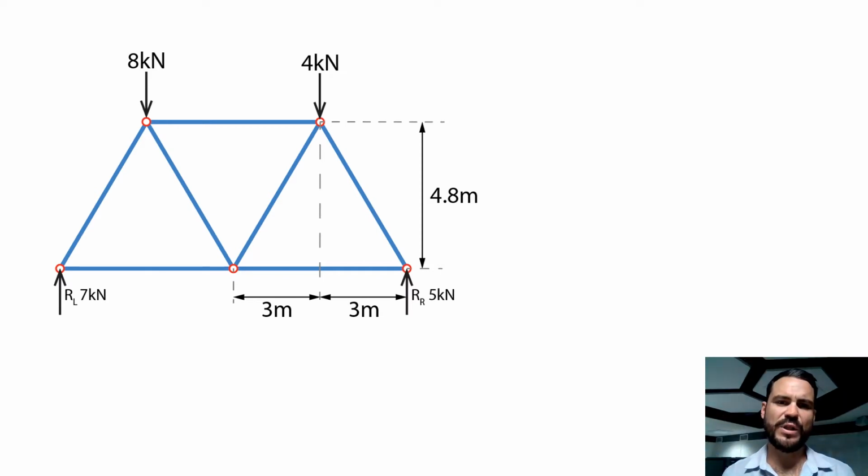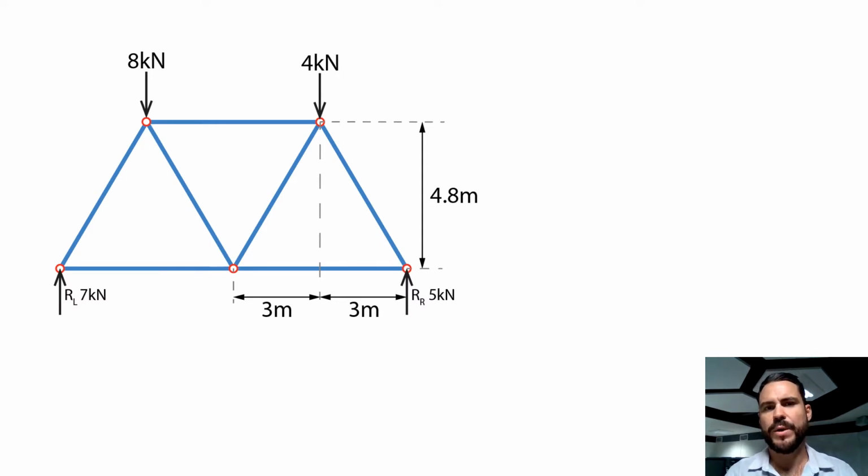If we're solving this problem and we're looking at solving the reaction at the right, all that we'd be looking at is our moment from the left, okay, and we would be saying 8 kilonewtons down at this distance, 4 kilonewtons down at this distance, and we could work out our reactions like that.